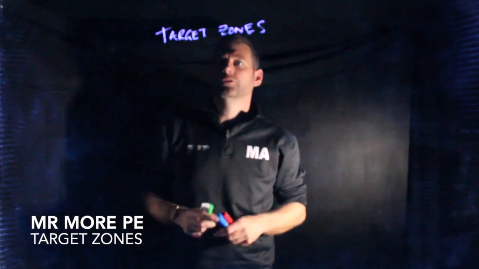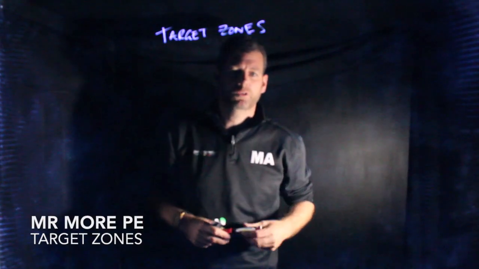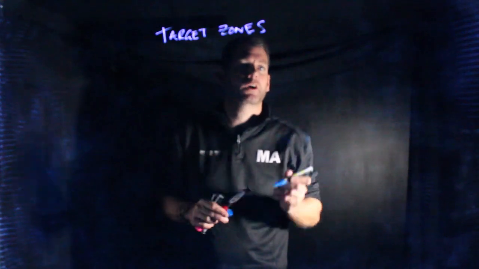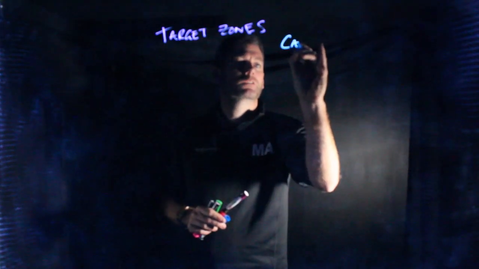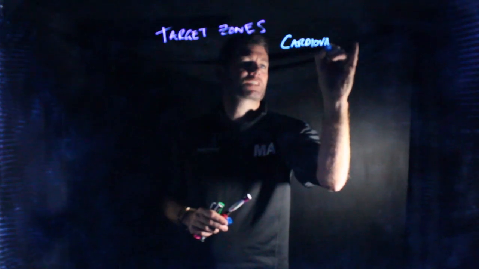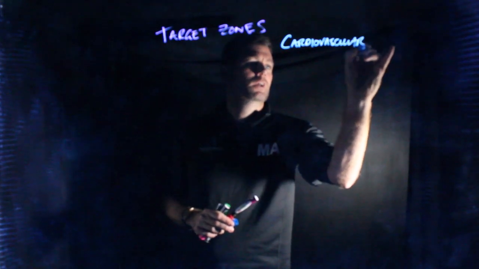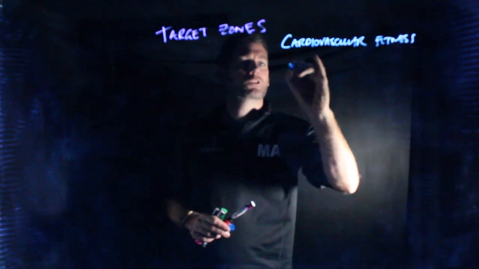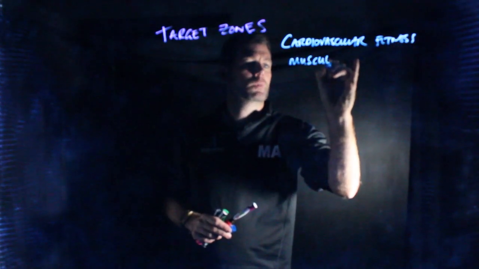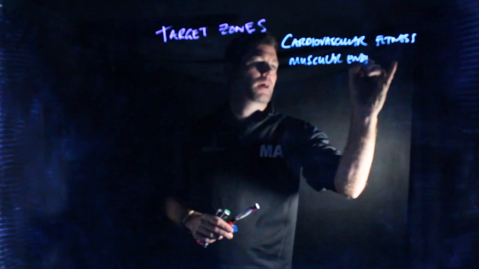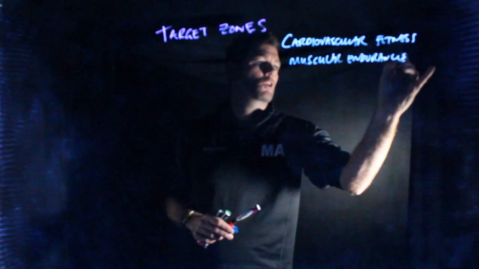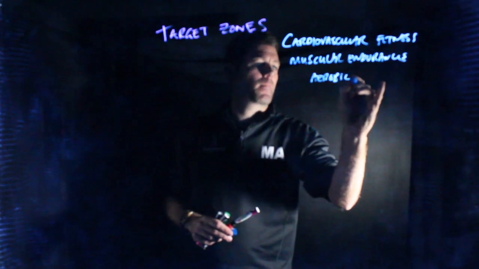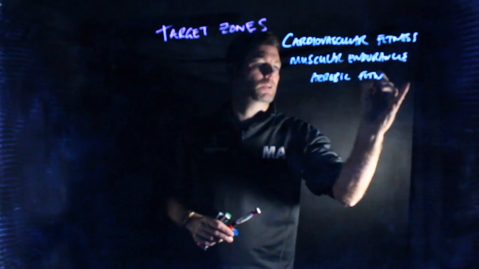This is a video on target zones, something that students struggle to understand. So whenever we're talking about target zones in PE, we're talking about the cardiovascular system, the heart and lungs, and cardiovascular fitness specifically, muscular endurance. So muscular endurance, and we are talking about aerobic fitness. So these are the key ingredients, if you like, when we're talking about target zones.